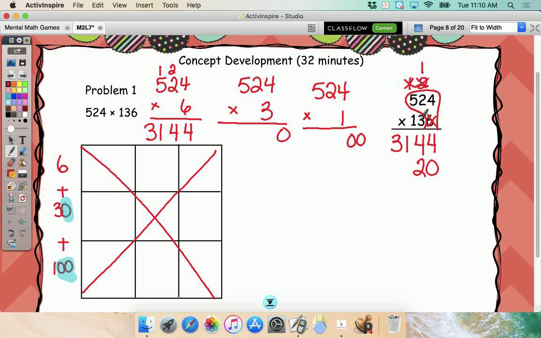6. Plus 1 more. 7. I think that's why he said 7. Okay. And then the next problem, Brayden, what do I do next? You do 3 times 5. And what's 3 times 5? 15. Okay, so I'm going to write the 15.